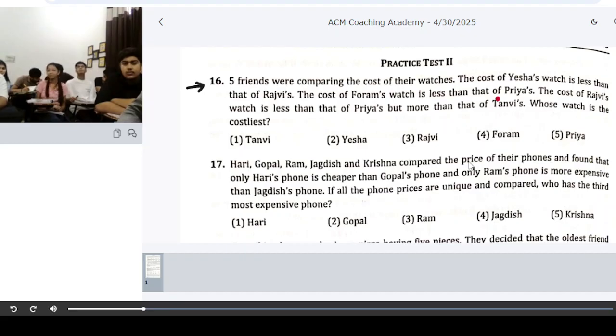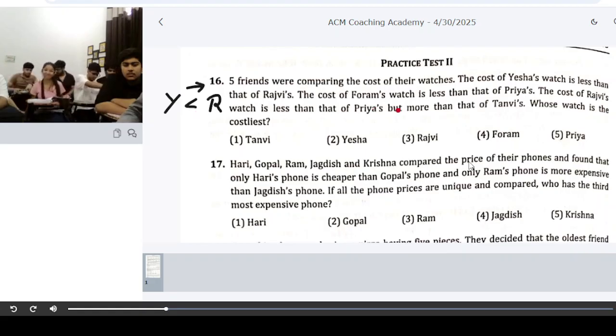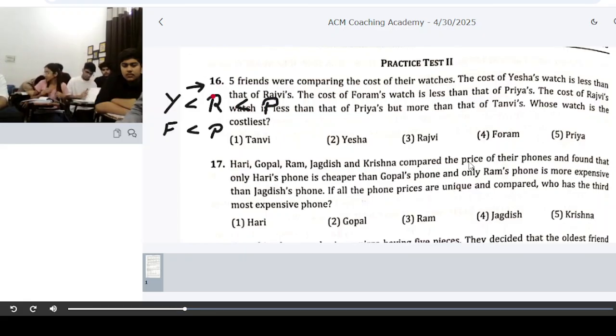We have done inequalities. In inequalities, we used the less than or greater than signs. That's going to help us out. When they say the cost of Yesha's watch is less than that of Rajvi's, make it like this. Forum's watch is less than that of Priya, make it like this. Rajvi's watch is less than Priya's, but more than Tanvi's. That means Rajvi's watch is more than Tanvi's. So I can make Rajvi and Tanvi like this.